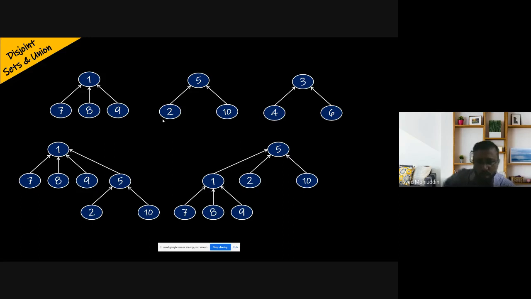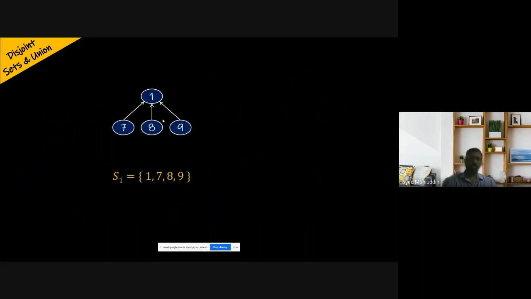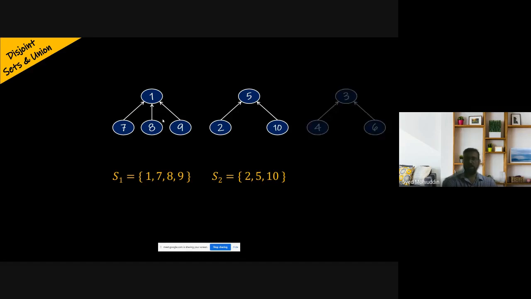Now, you might be wondering, when we don't have the original sets, then how are we going to refer to them? Actually, when we have set S1 represented as a tree, S2 represented as its tree, S3 represented as a third tree, we will not be calling them S1, S2, S3. We refer to them by their root nodes, that is 1, 5, and 3. Set 1, set 5, and set 3. That way we refer to them.